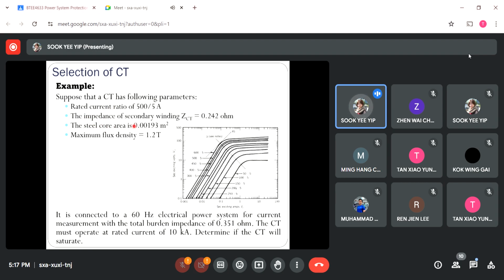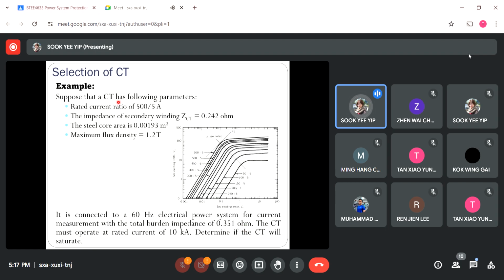And this steel core has an area, in the unit of meter squared, of 0.00193. All right. And for this current transfer with this area of steel core, the maximum flux density it can store is 1.2 Tesla. So these are the basic specs of the current transfer we have. So you want to have this current transfer connected to this electrical power system, operating at 60 Hz for current measurements. And we expect that we connect the burdens with a total impedance of 0.351 ohms, which is already in the units of ohms.